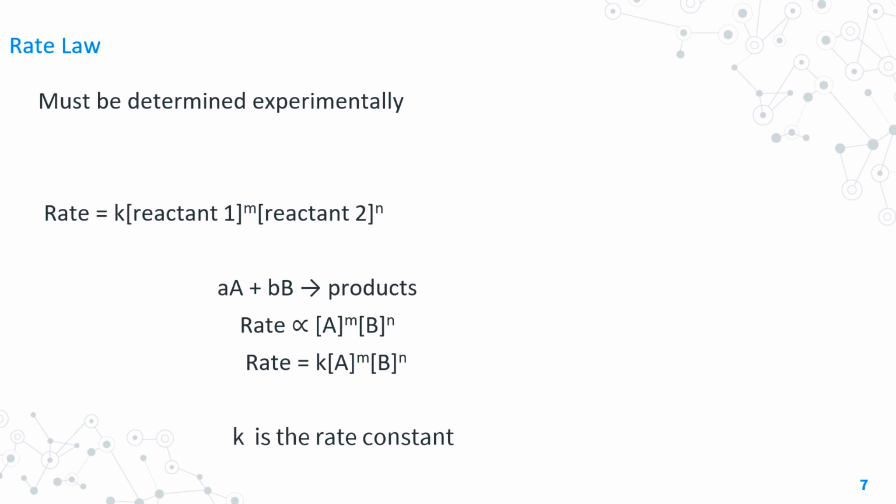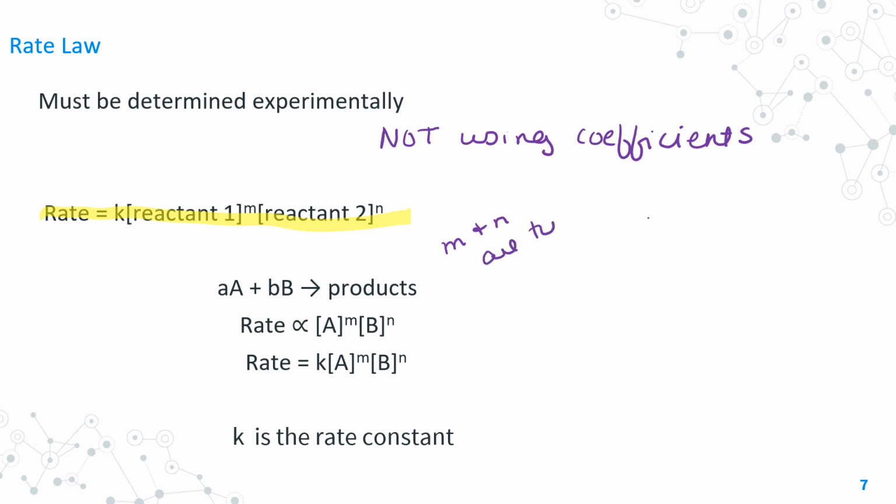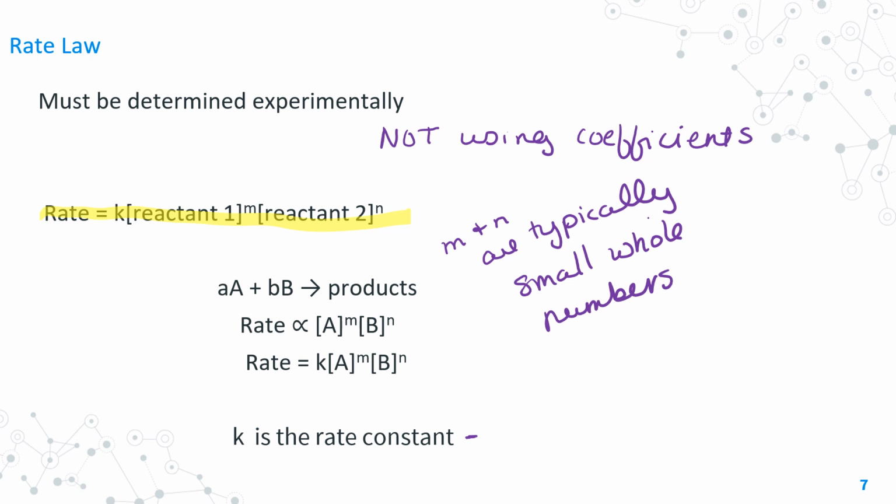So rate laws must be determined experimentally. We are not using the coefficients. Our rate laws are going to look like this: rate equals k, the concentration of reactant 1 to the m times reactant 2 to the n. m and n are typically small whole numbers. And then k is this rate constant. This is something that we will either be given or be able to calculate.